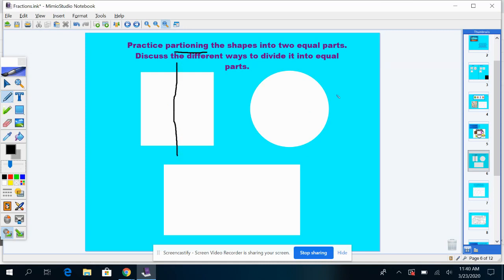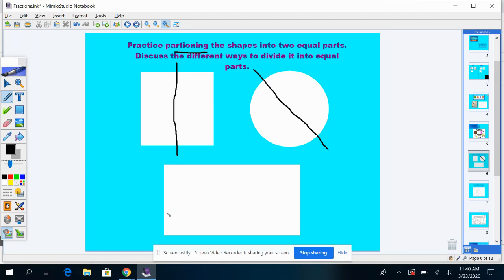Great job. Okay, now what about the circle? I could cut the circle into two equal parts. I could cut sideways, or I could cut up and down, or I could even cut across and still make it into two equal parts, which are called halves. What are they called? Halves.